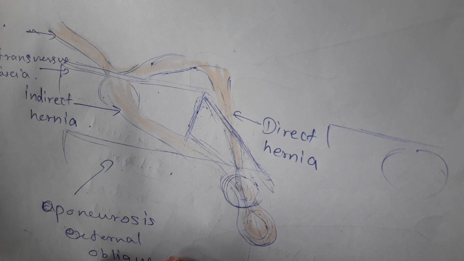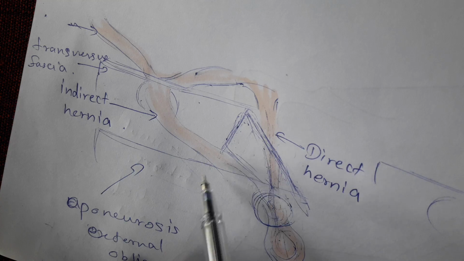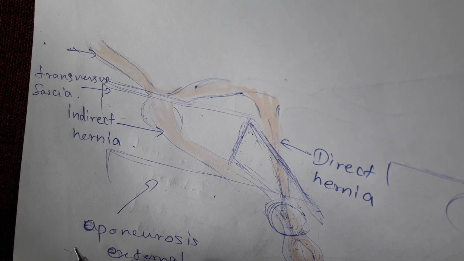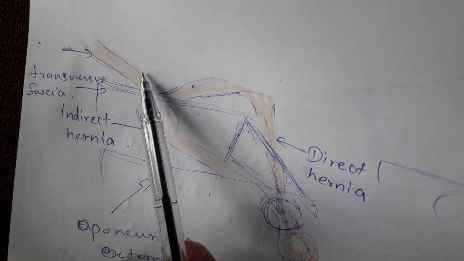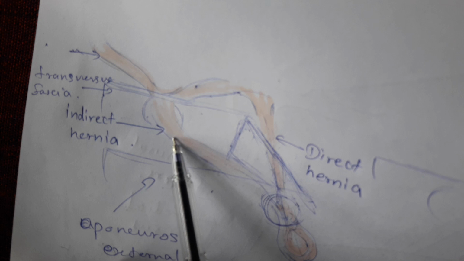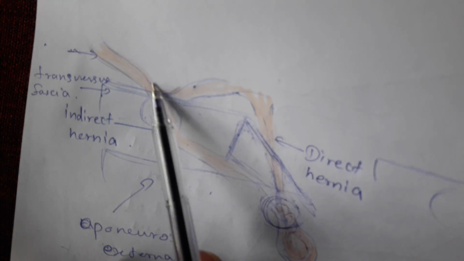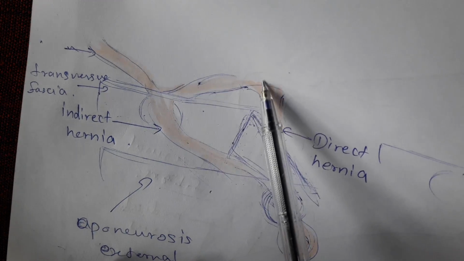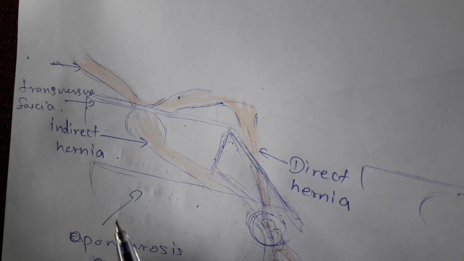Normally direct hernias affect people above 40. The indirect hernias normally affect young people, that means below 40. This is the deep inguinal ring, and this is the superficial inguinal ring. Indirect hernias go firstly through the deep inguinal ring, and after that the superficial inguinal ring, like this. You can see the two types: indirect hernias and direct hernias.